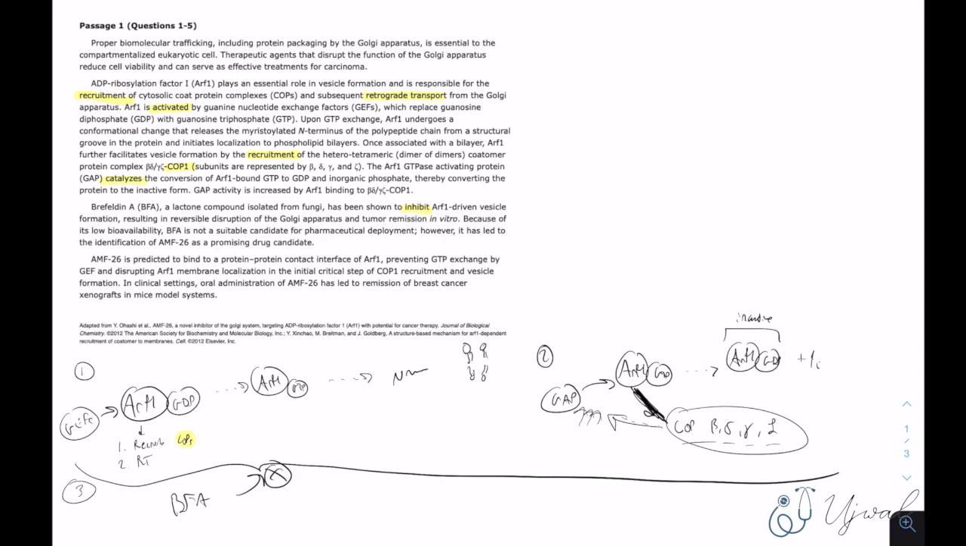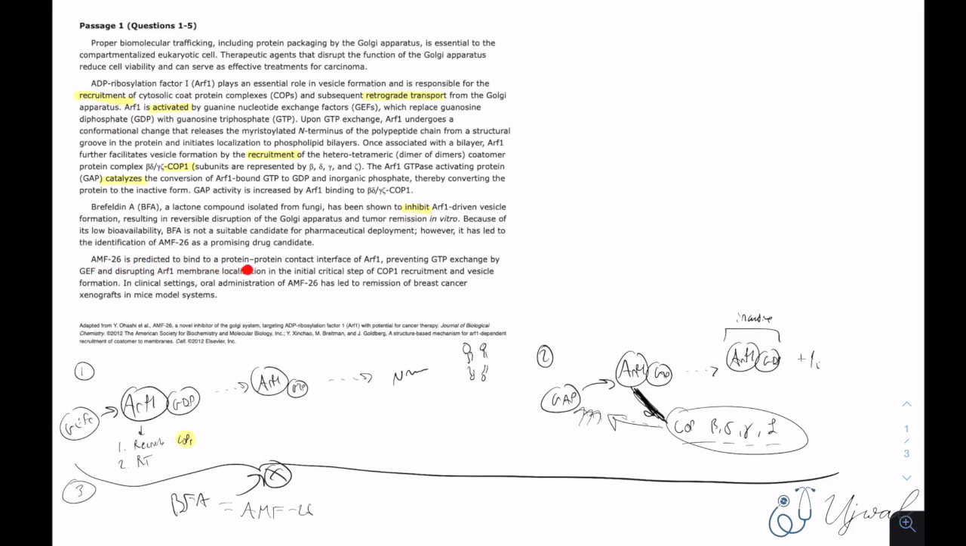Second sentence in that paragraph, because of its low bioavailability, BFA is not a suitable candidate for pharmaceutical deployment. However, it has led to the identification of AMF26 as a promising drug candidate. Okay, another key piece of information. I'm given another molecule that's going to be doing the same thing, basically. I'm going to do an equal sign, AMF26. And then last paragraph right here.